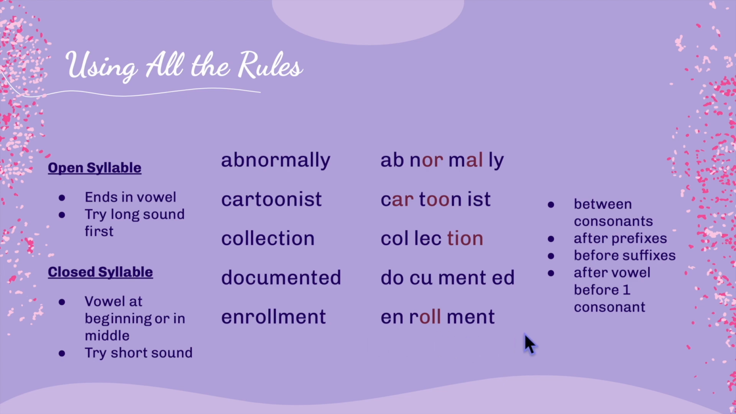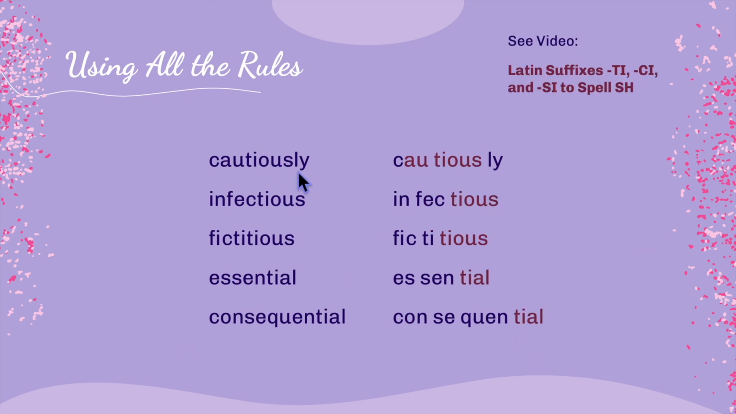Enrollment, enrollment. Right here again, I notice the suffix ly, so I will divide it. These two vowels together make the sound ah, so I will split after them, or you could use the rule divide before the suffix shus. Cautiously, cautiously. Note that this TI says sh. If you would like to learn more about that, see my video about Latin suffixes.